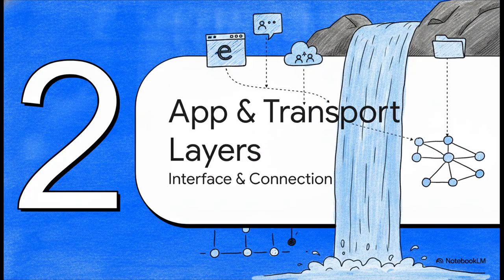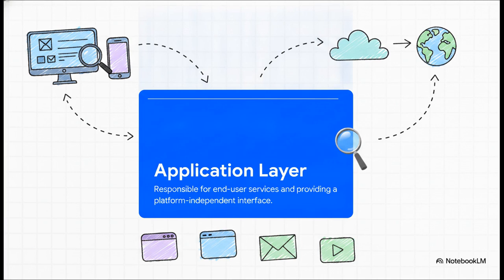Moving right into Section 2, application and transport layers, the user interface and connection. This is exactly where your data starts its journey, right at the top of the waterfall, interacting directly with the software you use every single day. Up at the very top, we've got the application layer. This one is responsible for end-user services, providing a platform-independent interface to encode and format data. Basically, it processes the data for presentation to you long before it ever leaves your device.